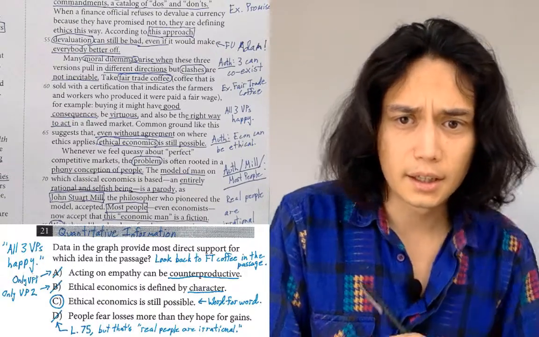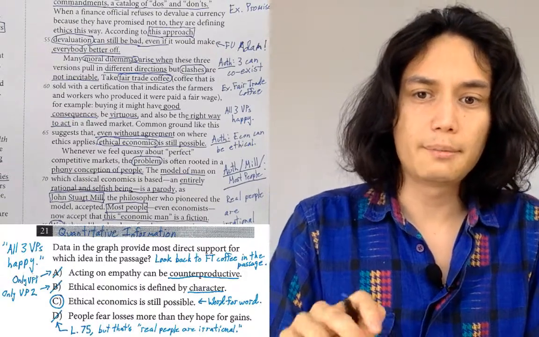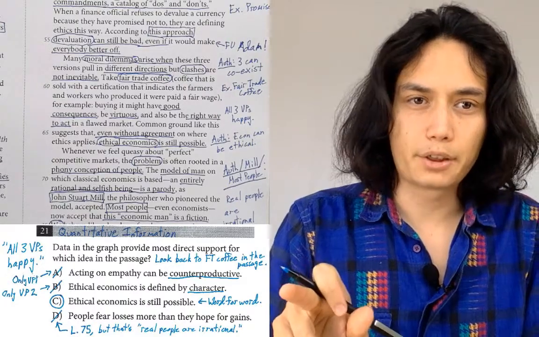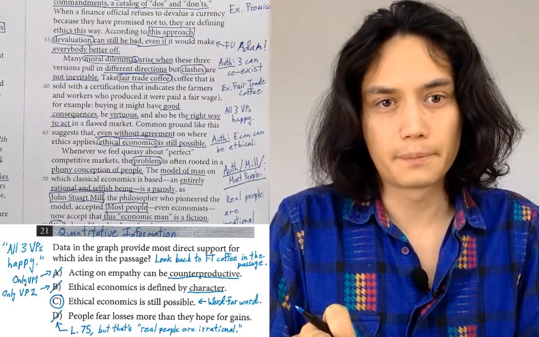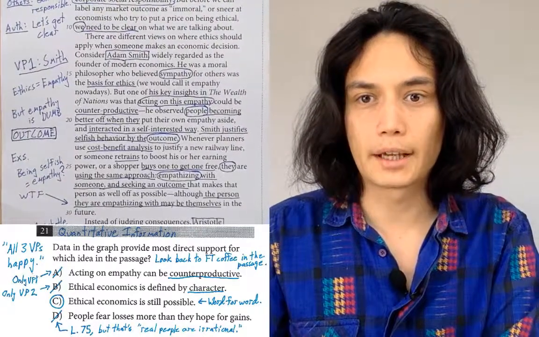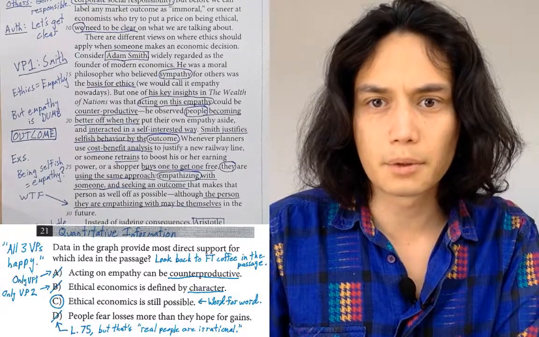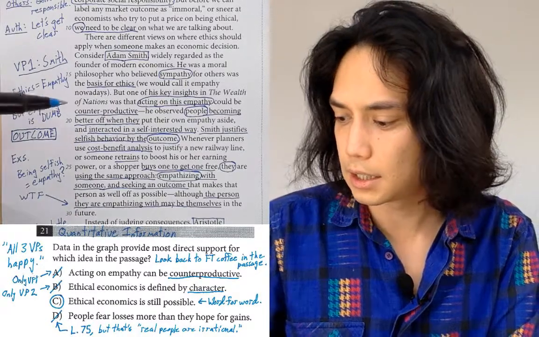Answer choice A. Data in the graph provide most direct support for the claim that acting on empathy can be counterproductive. Now, you might recognize this claim from the paragraph about Adam Smith. Where did he see it? Oh, yeah, acting on empathy could be counterproductive. That's line 18 right here.